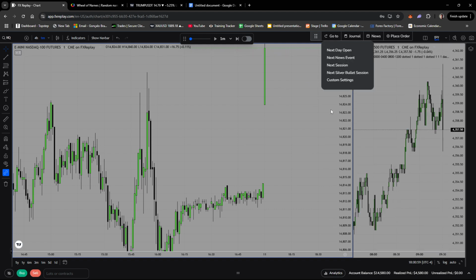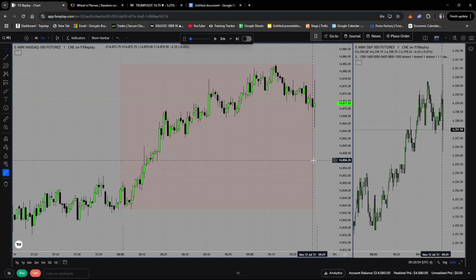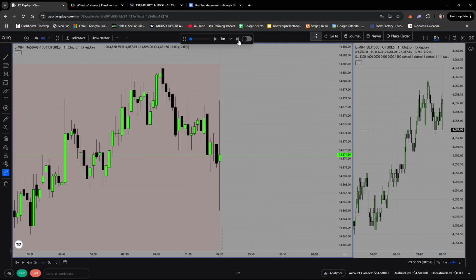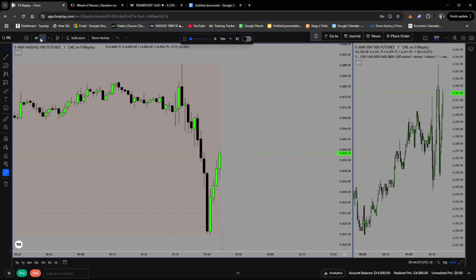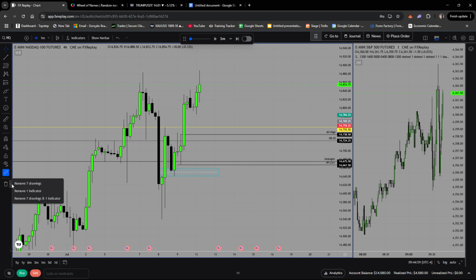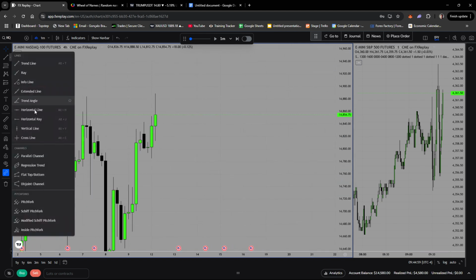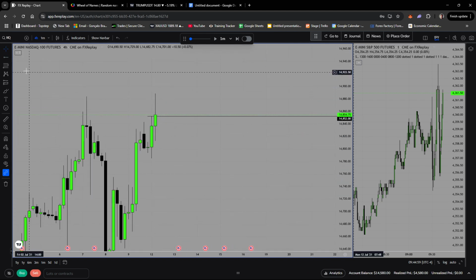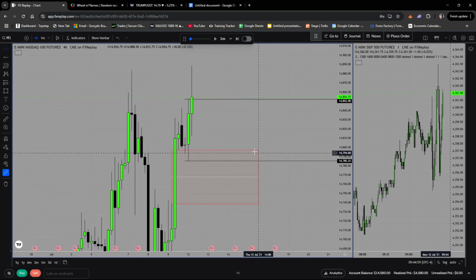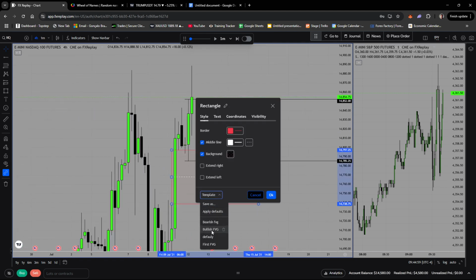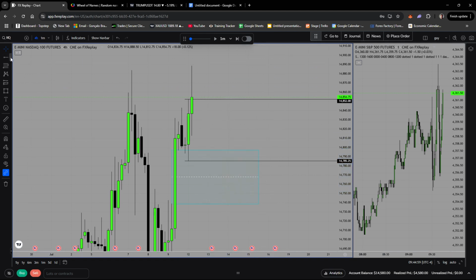Next session. Nothing here for us. Let's press play. Far too fast, but a very strong move towards the downside. Swept the high. Also got the low intact. Bullish fair value gap here. We have also taken the all-time high. It's very important to take into consideration.